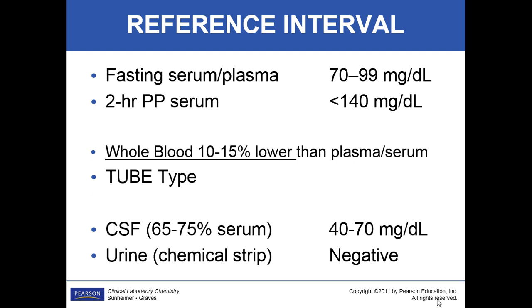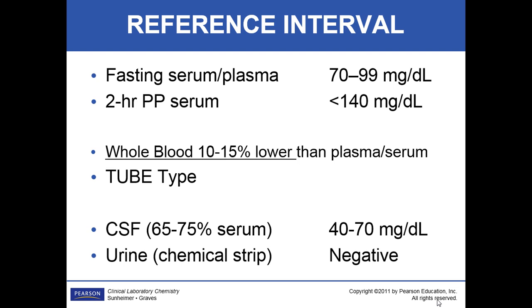So here are the reference intervals I do want you to know. Fasting serum from 70 to less than 100. And your 2-hour PC should be less than 140 milligrams per deciliter.